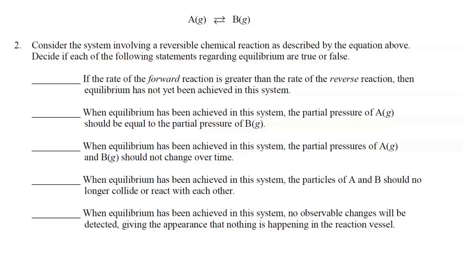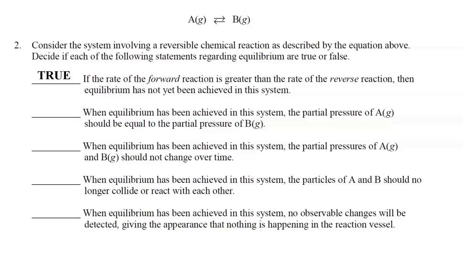So the first statement says, if the rate of the forward reaction, from A to B, is greater than the rate of the reverse reaction, from B to A, then equilibrium has not yet been achieved in this system. Well, that's definitely true because if equilibrium has been achieved, then the rate of the forward reaction would be the same as the rate of the reverse reaction. So if that hasn't happened yet, then equilibrium has not yet been achieved.